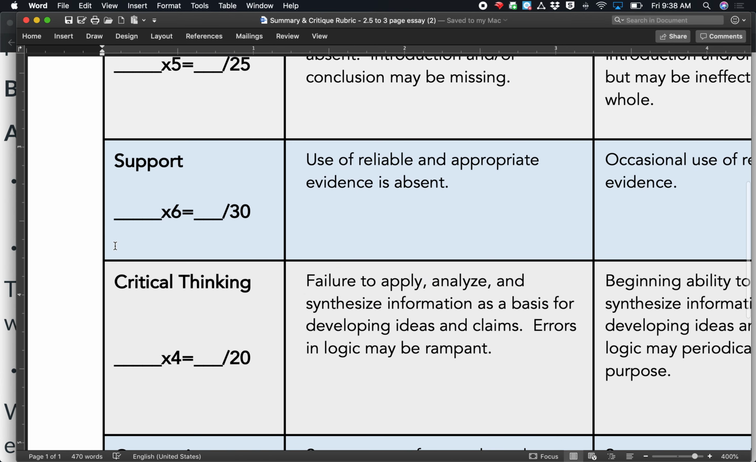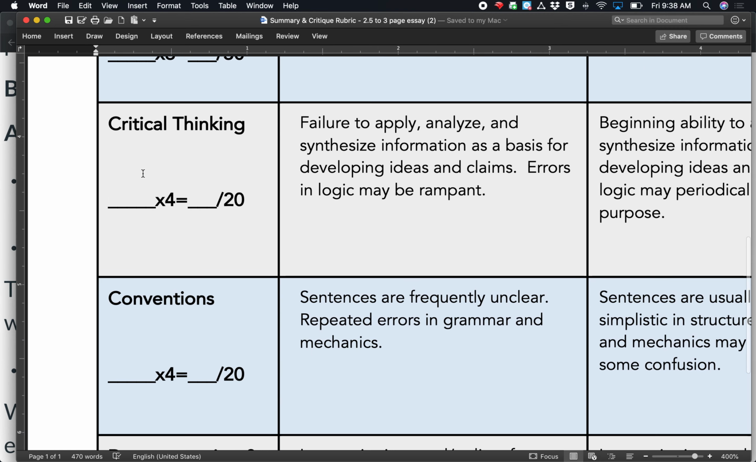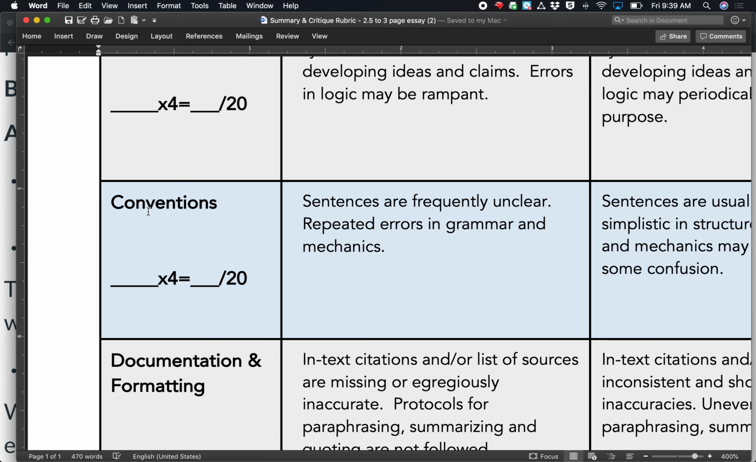Organization, support. So do you have quality quotation marks, and do you have critical thinking that explains those quotations? Next, conventions, which is another way of saying usage, grammar, spelling, punctuation.